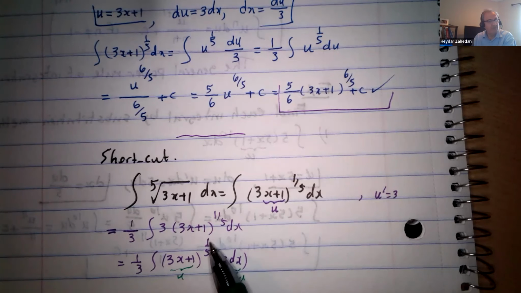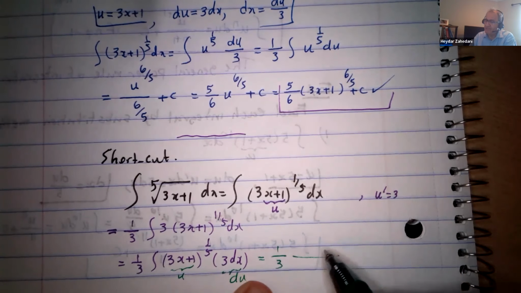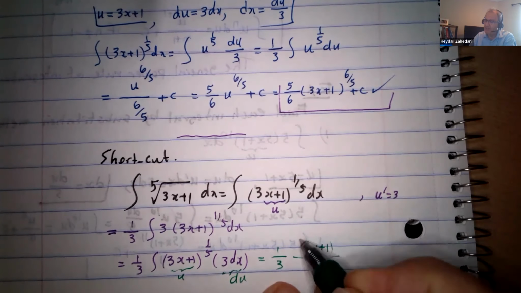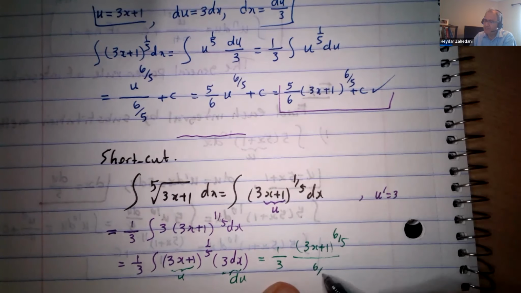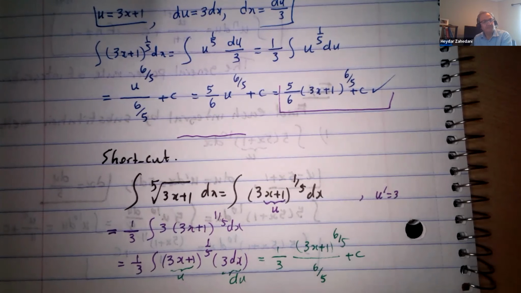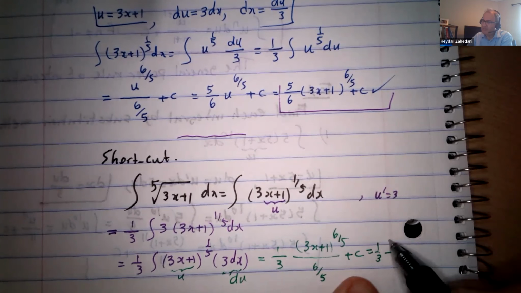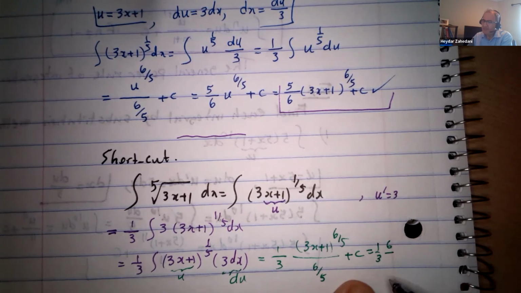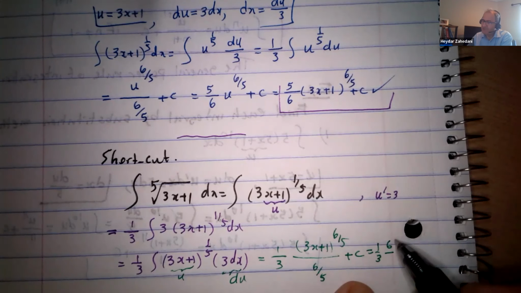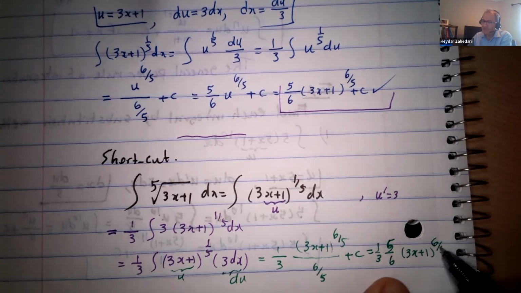Since we get u to a fifth, by the action of integration you add 1 to the power. So it's 1/3 times (3x plus 1) to the 6/5, plus the constant c, because this is already u. Then we use the reciprocal of the 6/5, so it's going to be 1/3 times 5/6, times (3x plus 1) to the 6/5.